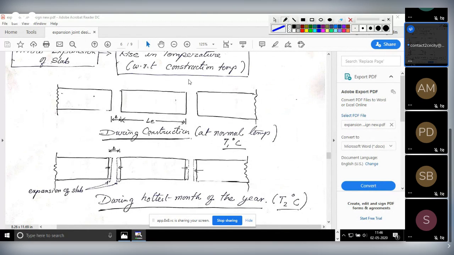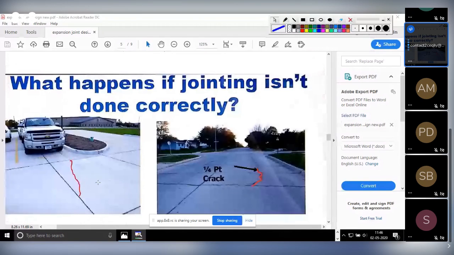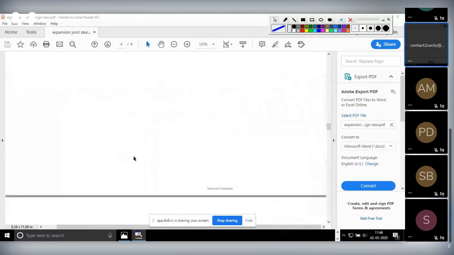So in order to release the stress due to expansion, we must provide some gap between the slabs to allow the full expansion of the slab during the hottest month. And there are some other reasons. Cracks will occur if we do not allow proper spacing, and cracks may occur on the pavement.